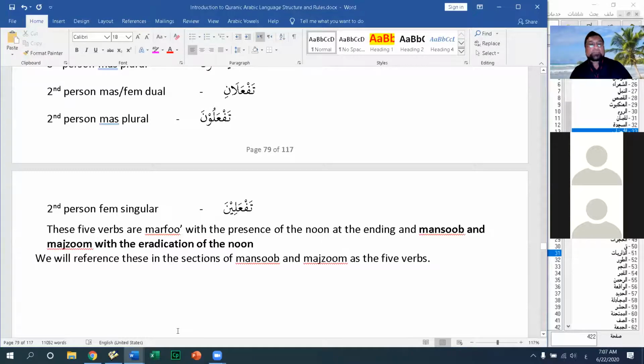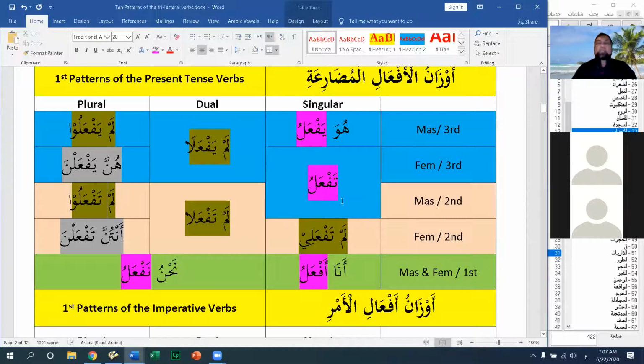So going over present tense verbs again, we have 1, 2, 3, 4, 5, 6, 7, and 4, 11. 11 unique forms of the present tense verbs. 2 of them are mabniya. That's the feminine plural hunna and antunna. Hunna yaf'alna and antunna taf'alna. They are mabniya. 4 of them are marfu' with dhamma, mansub with fatha, and majzoom with sukun.